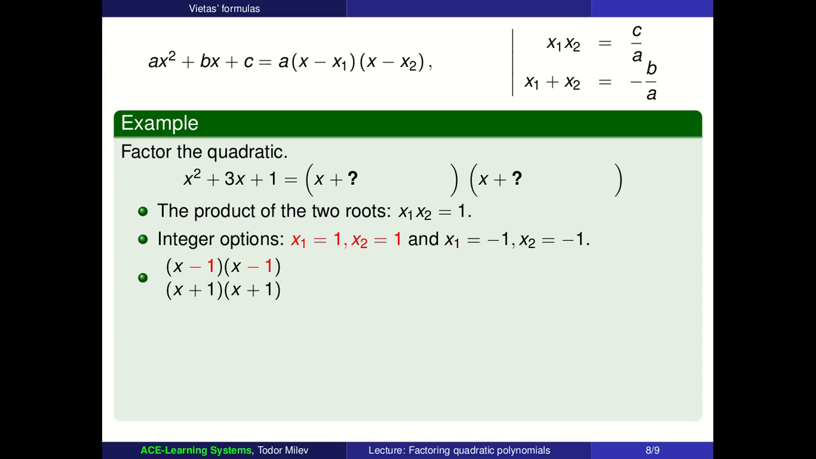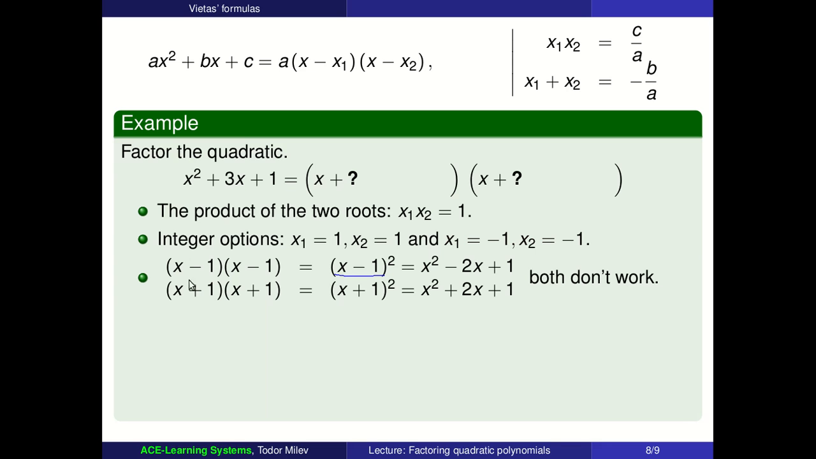x minus 1 times x minus 1, well, that's actually a square, or x plus 1 times x plus 1, that's also a square. And we remember that x minus 1 squared is x squared minus 2x plus 1, which is not equal to x squared plus 3x plus 1. Similarly, x plus 1 times x plus 1 is x plus 1 squared, which equals x squared plus 2x plus 1, and that's again not equal to x squared plus 3x plus 1. So both of these options don't work.